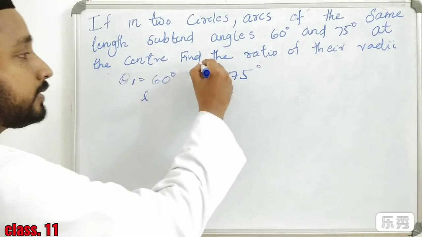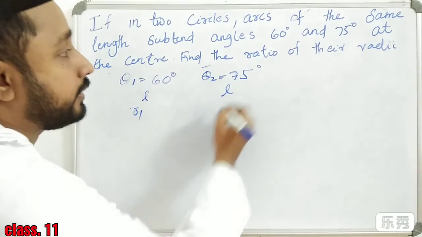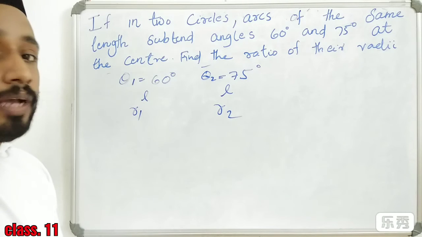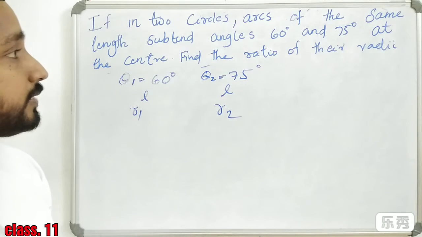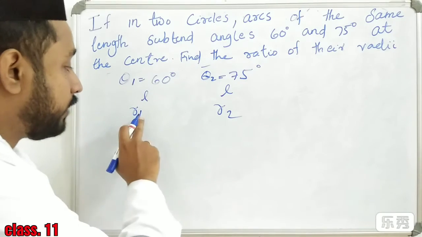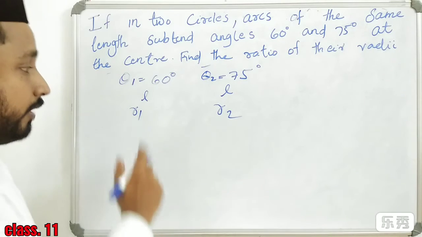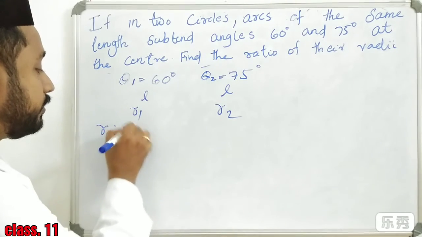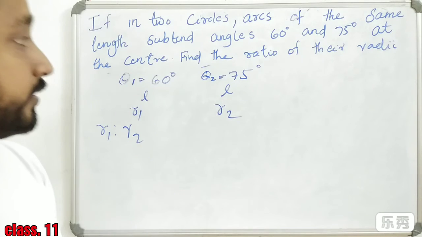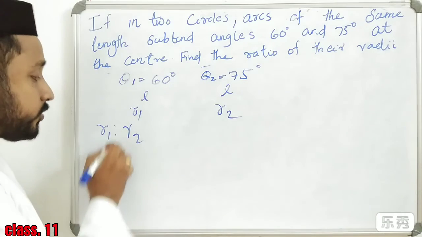This is the first circle and this is the second circle. The radius of the first circle is R1 and the radius of the second circle is R2. We have to find the ratio of R1 and R2. Theta 1 is equal to 60 degrees and theta 2 is equal to 75 degrees.